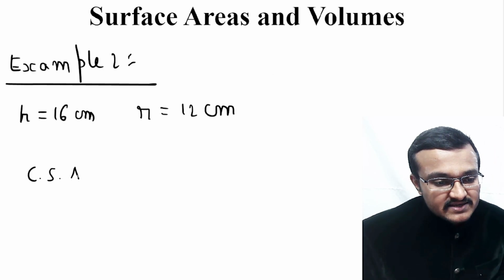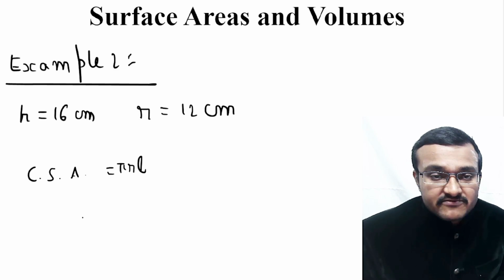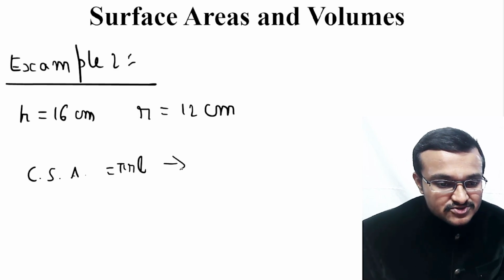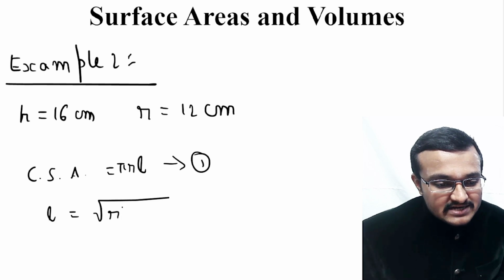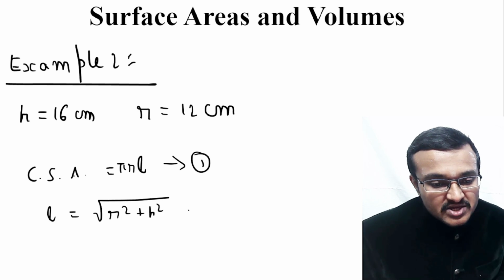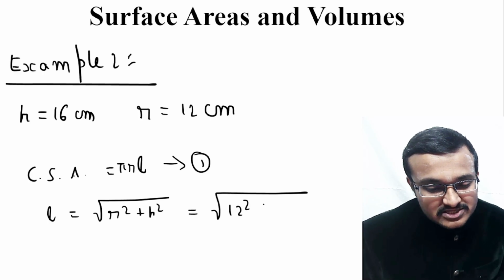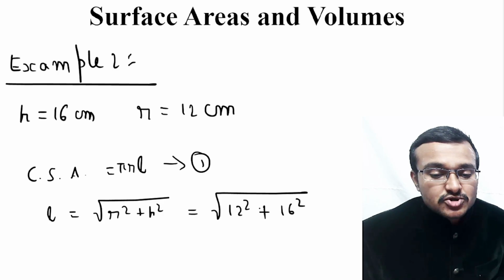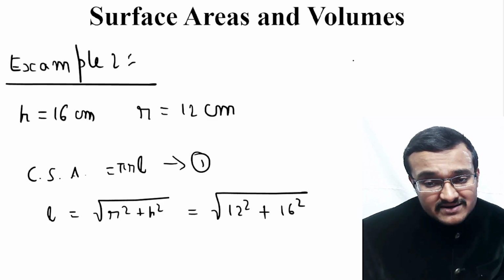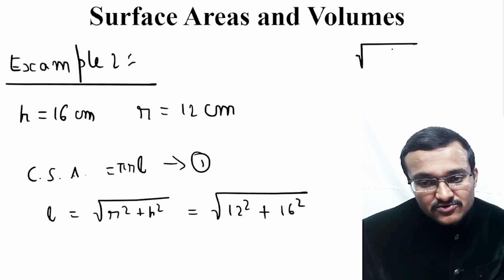So CSA is equal to pi rl. Here we don't have l. This you can call equation 1. So l is nothing but the square root of r square plus h square. What is r square? r is 12, so 12 square plus h is 16, so 16 square. Now here you can't take the 12 square value as 12 and the 16 square root as 16.